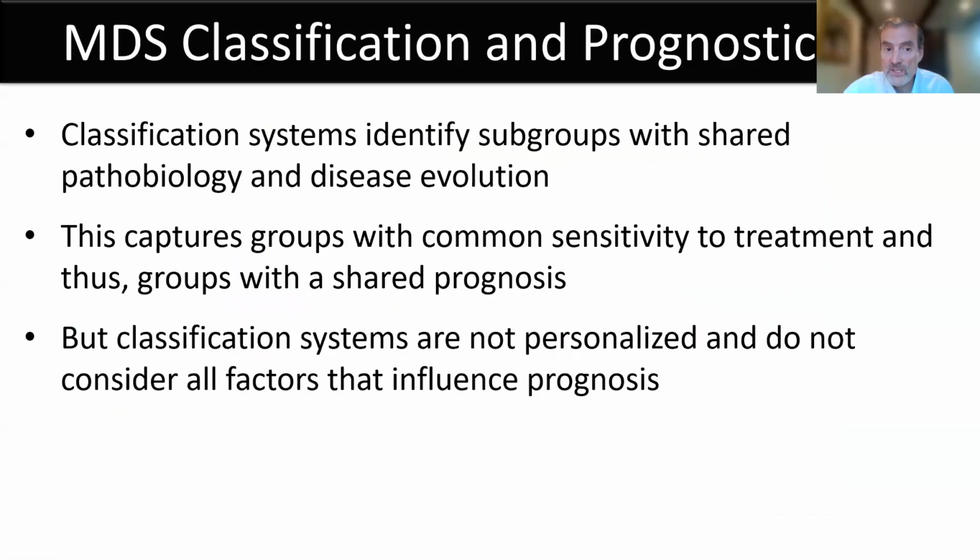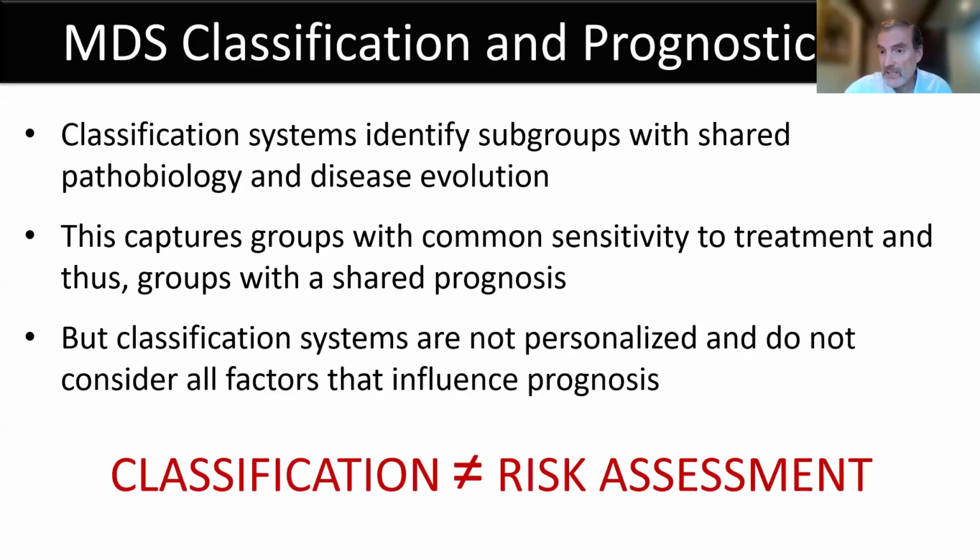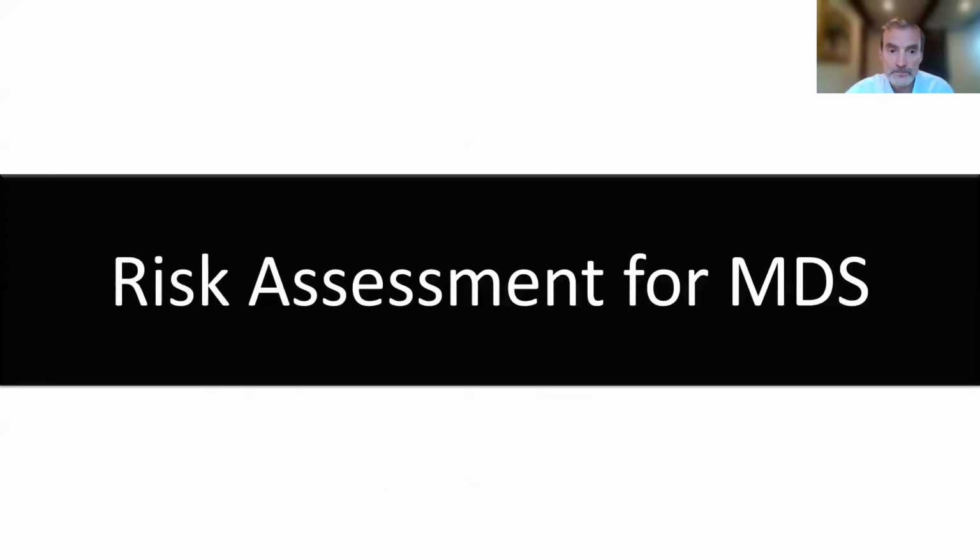So we need to think about other factors that might contribute or can be incorporated into risk stratification. So these classification systems, I think, are useful. They identify patients that have similar disease biology and similar disease evolution. They also capture patients that have similar sensitivity to treatment. So your disease classification can help you determine what treatment is best for you. But these treatments are not personalized, and classification is not the same thing as risk assessment. So a doctor newly diagnosing a patient with MDS will go through risk classification, and they'll immediately follow that by doing a formal risk assessment. And that's what we'll spend most of our time on today.